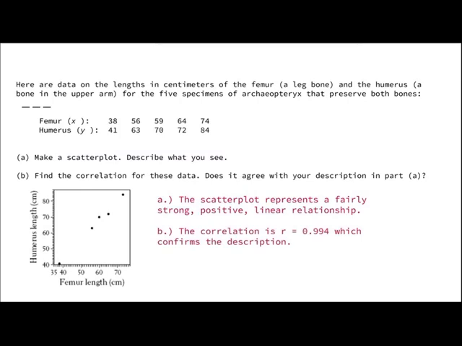To help you with finding the correlation, I have also included a video link in the description, which will show you how to do it on your calculator.